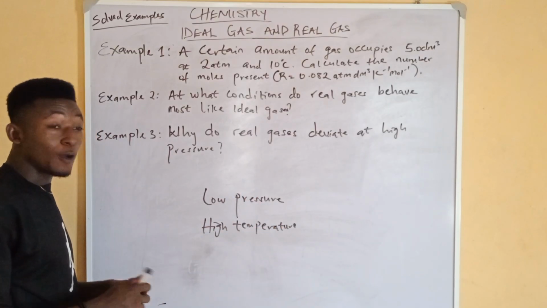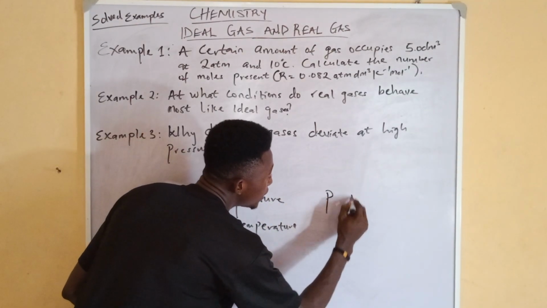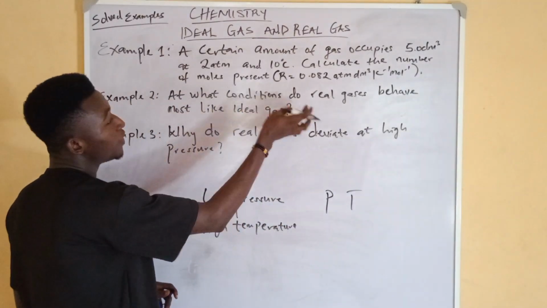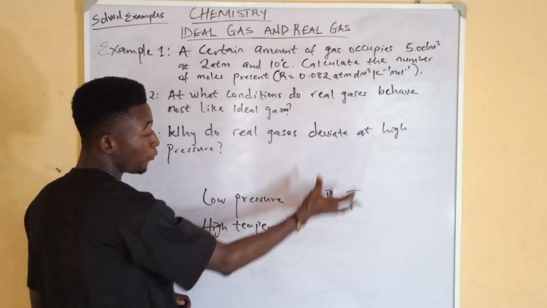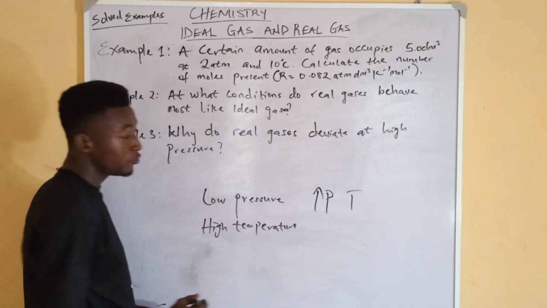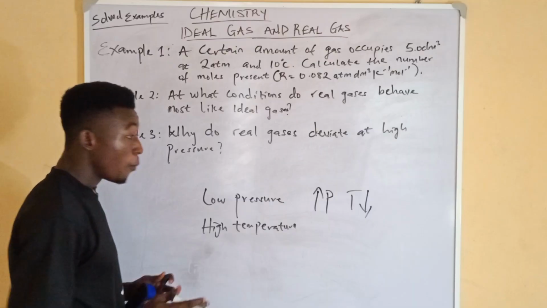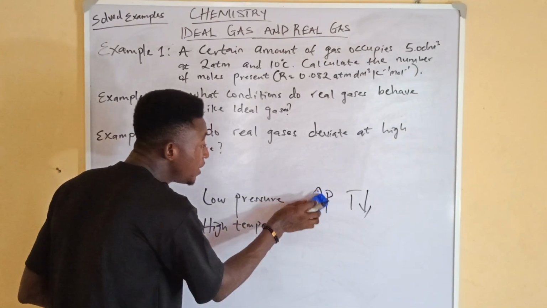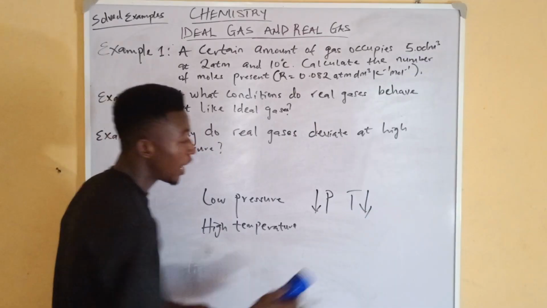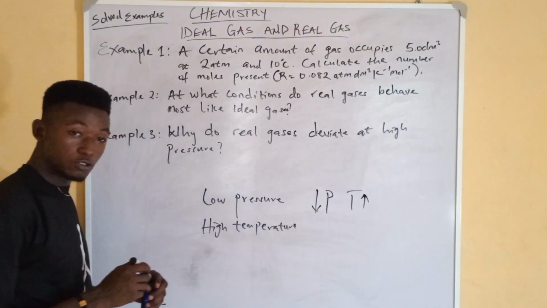High temperature. When you want to remember easily, just write PT. For deviation, this one is high and this one is low. But for when they behave mostly like ideal, the pressure is low and the temperature is high. Do you get it now?